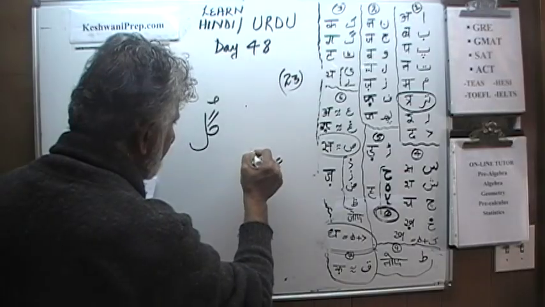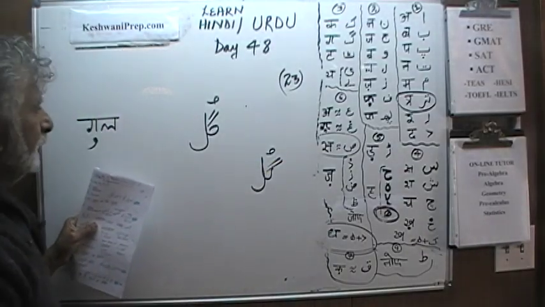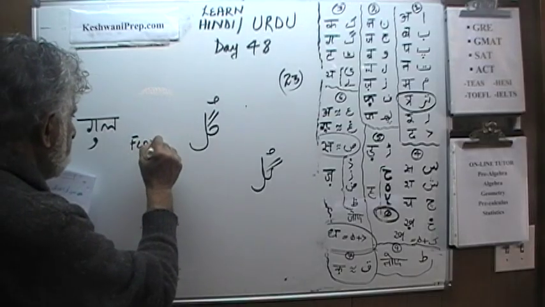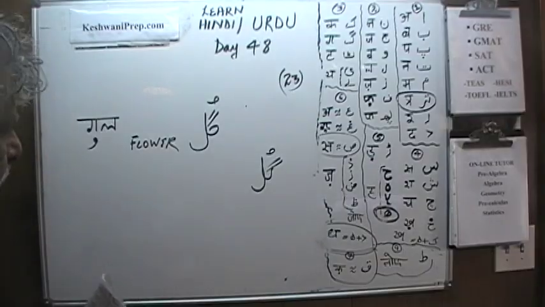Or sometimes you will see it written like this. It's open. It's the same thing still. Gul means flower. Gul means flower. Let's run the next word.